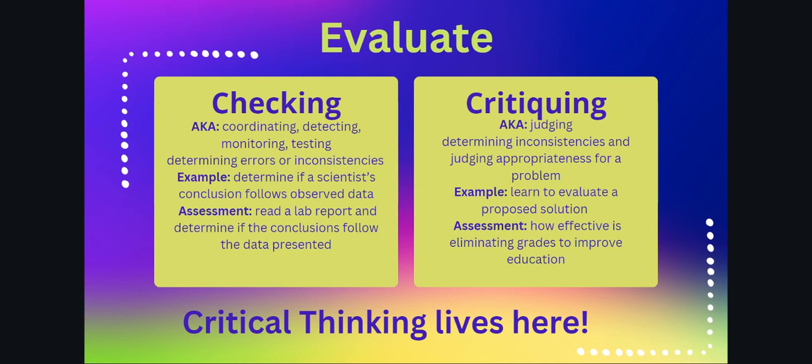In Mayer's example, students are given the objective of evaluate a proposed solution to a social problem in terms of its effectiveness. And then they are given the problem, eliminate all grading as a solution to improving K through 12 education.